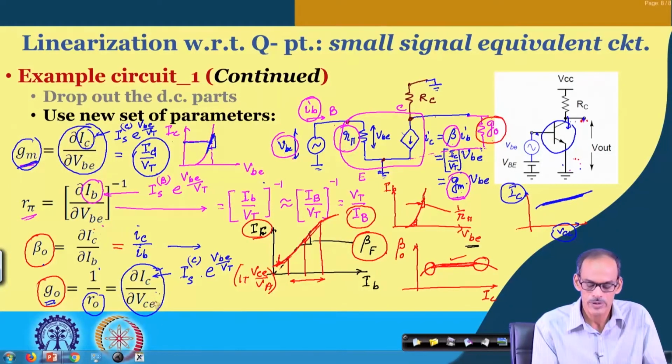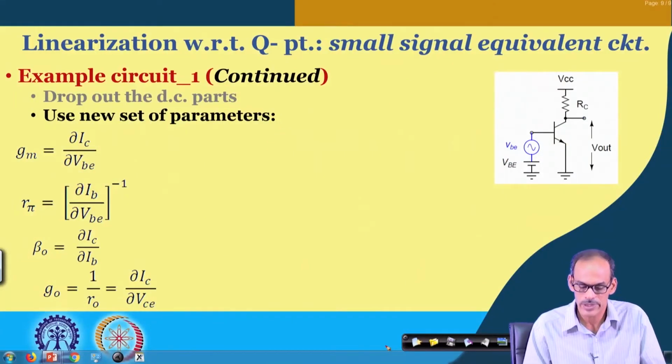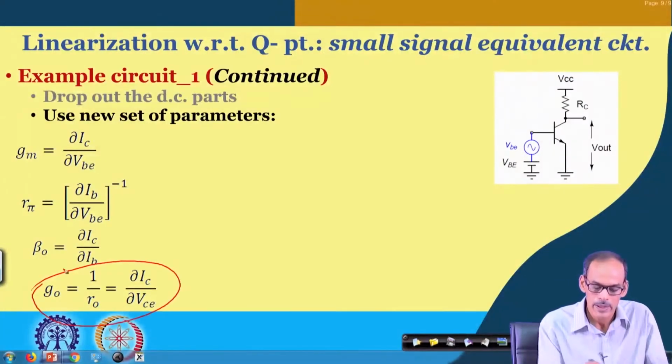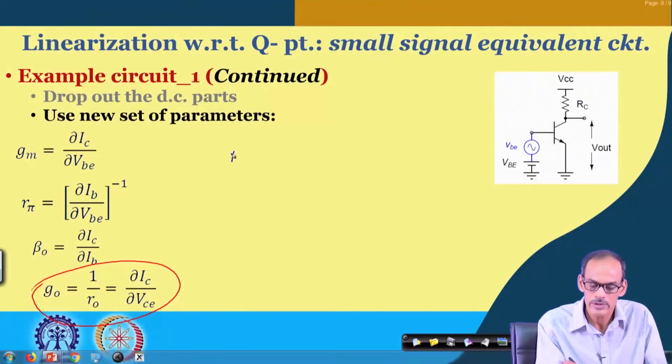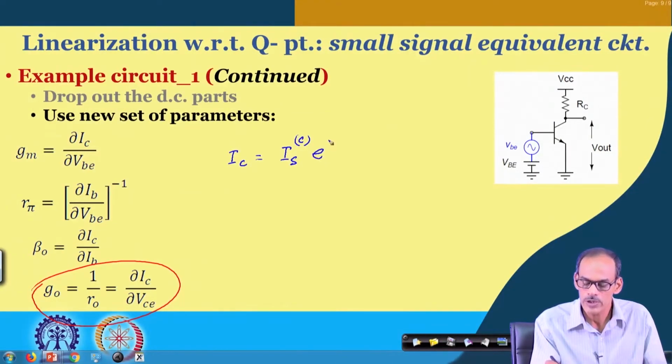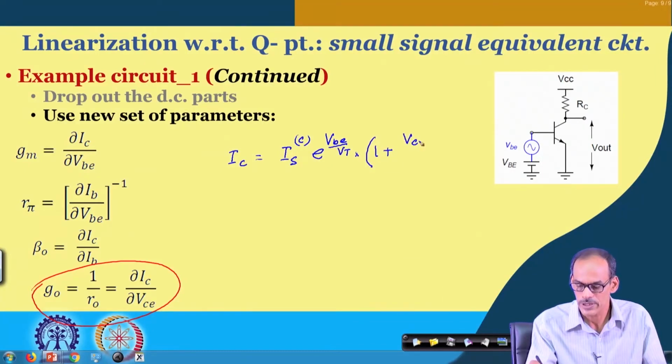Just to have a little more discussion on this one, let me clean up the slide here. We have to take the expression of the collector current I_C, which has I_SC, the reverse saturation current, times e to the power V_BE by V_T, multiplied by 1 plus V_CE divided by V_A.